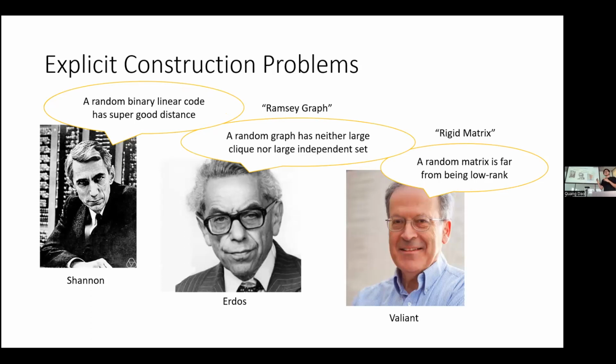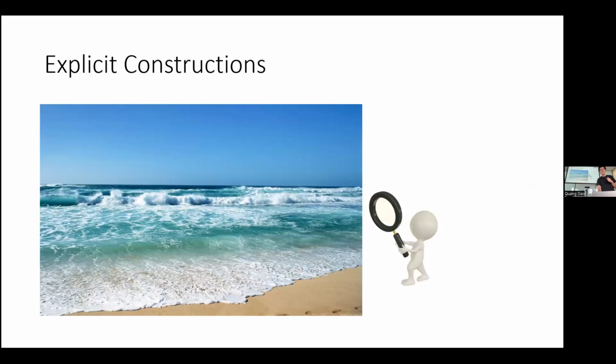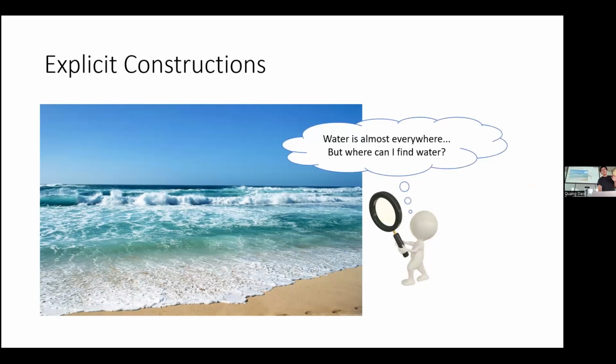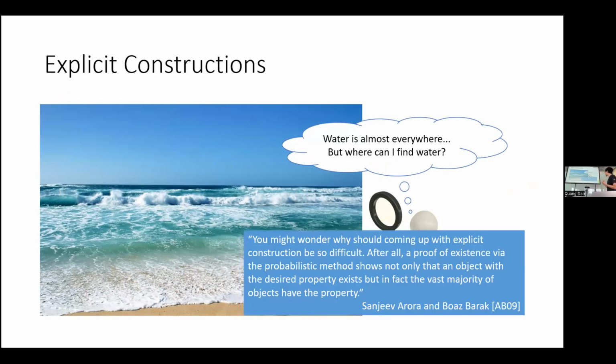But apparently all these constructions are quite hard. We don't know how to do them in polynomial time. This kind of explicit construction problem is like you have a sea where water is everywhere, but you cannot find any water deterministically. If you want to guarantee that you find some water, you cannot do that. There is a quote from the Arora-Barak book that it is quite surprising that explicit constructions are so hard, because a proof of existence via the counting argument or probabilistic method actually shows that most of the objects are good, but it's just hard to find a good one.